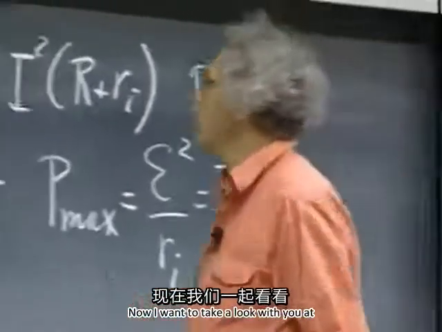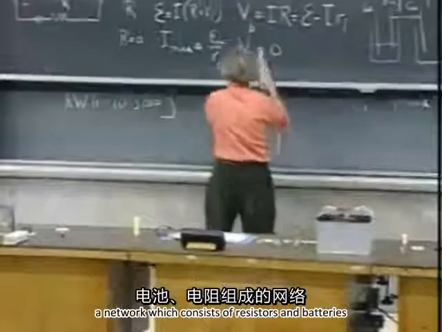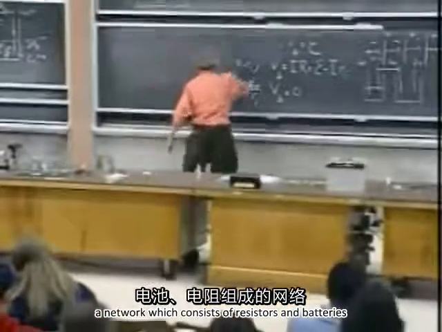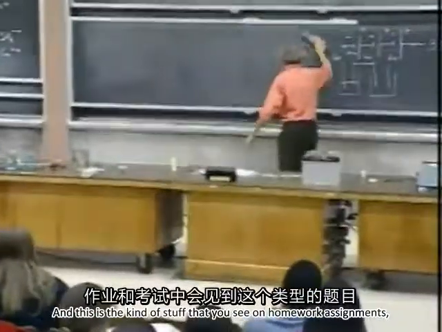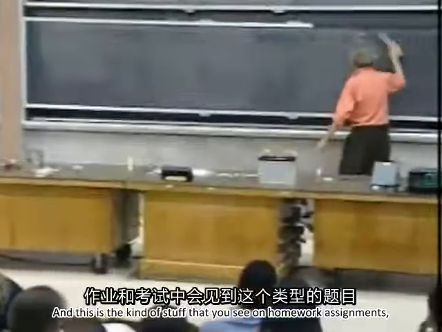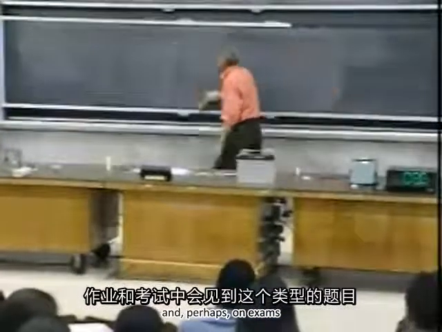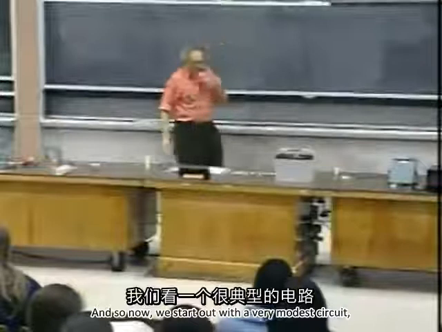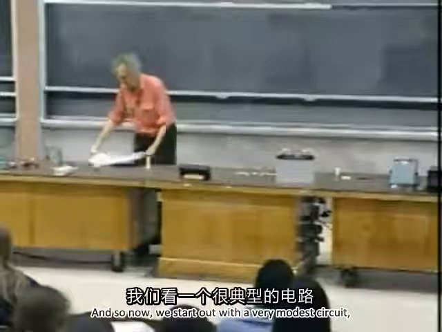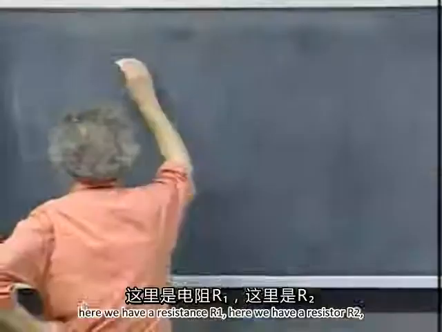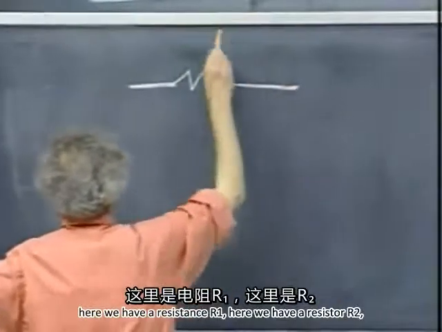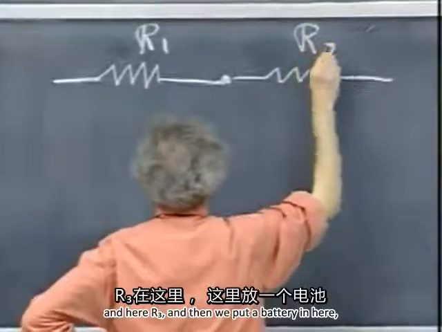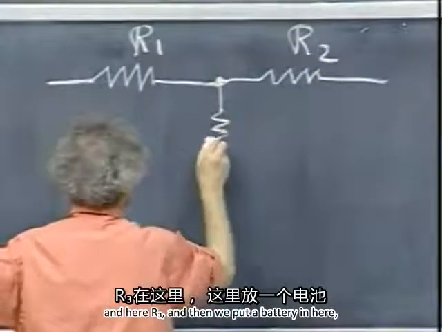Now I want to take a look with you at a network which consists of resistors and batteries. Now, this is the kind of stuff that you see on homework assignments, and perhaps on exams. And so now we start out with a very modest circuit. Here we have a resistance R1. Here we have a resistor R2. And here R3.